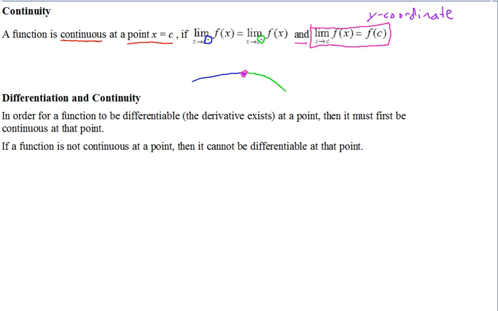And in order for a function to be differentiable, which means the derivative exists, it must first be continuous at that point. So it has to be continuous to be differentiable. And if a function is not continuous at a point, then it cannot be differentiable at that point. So again, it first has to be continuous for it to be differentiable, to be able to find the tangent line, to find the derivative.